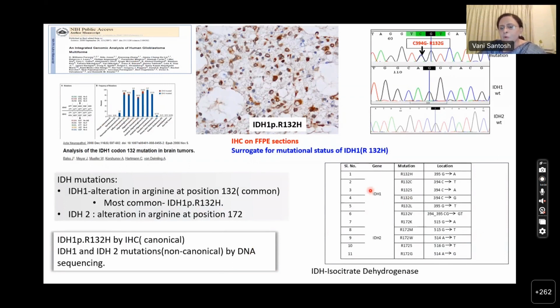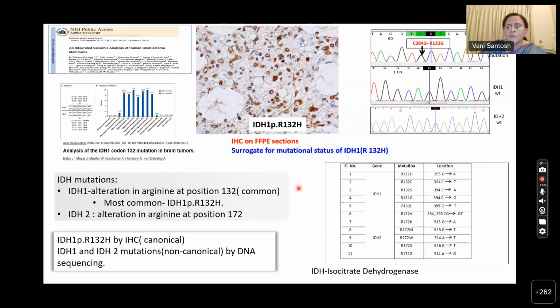And the two isoforms are IDH1 and IDH2. Both IDH1 and IDH2 can get mutated in these gliomas. There are several mutations in IDH1, several in IDH2, about 6 in IDH1, 5 in IDH2. Okay. IDH1 mutation is more common than IDH2, and the most common in IDH1 is this R132H mutation. And luckily for us, that can be detected by immunohistochemistry. This is seen in more than 93% of the cases. So in most of the cases, it is R132H, and we can detect that by IHC.